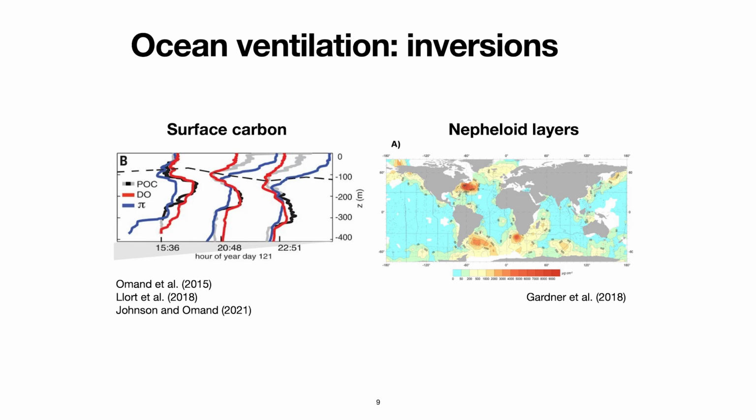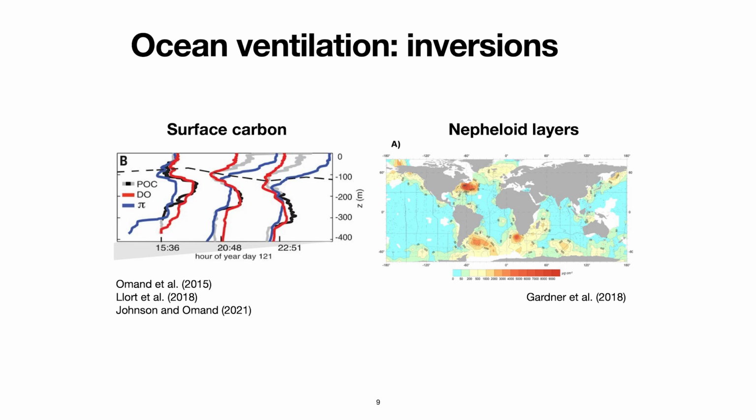So that's true in the surface mixed layer. There's also been work dating back quite a while on what we call nepheloid layers that have seen transport of sediment out from deep slopes for the most part, and see inversions in carbon then in the deep ocean, so near the bottom boundary layer.